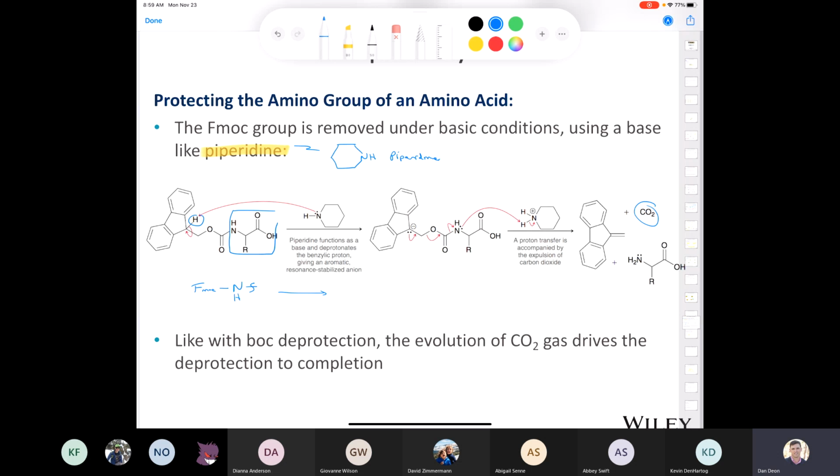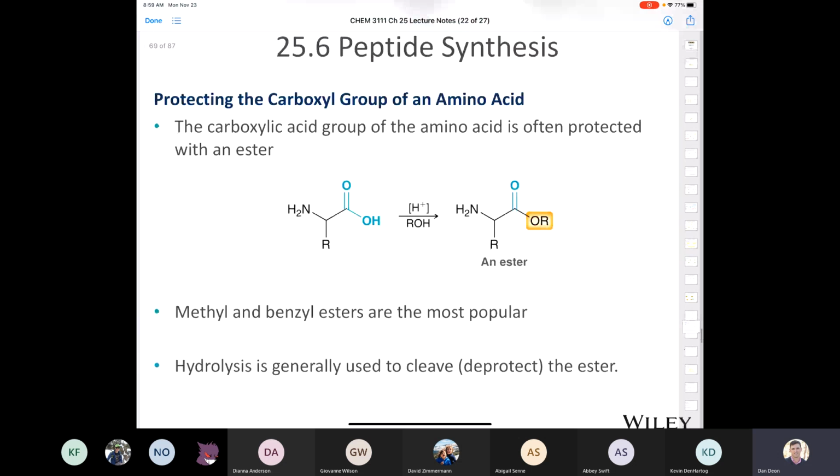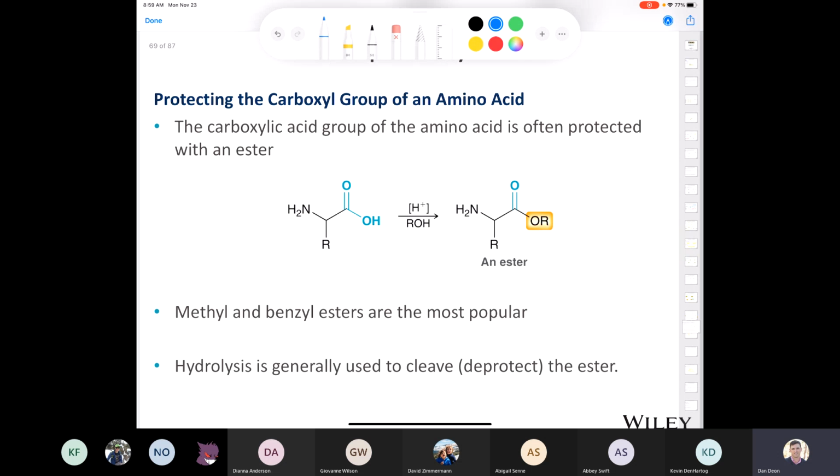All right, well, what about that carboxyl group? How are we going to protect that? Well, you guys know about esterification. If you take a carboxylic acid and you treat it with a catalytic amount of acid and an alcohol, and you remove water, you're going to end up producing an ester. The two most popular esters to form are methyl esters, so a methyl ester would be OCH3, and then a benzyl ester. A benzyl ester looks like this. You have the carbonyl, then you have CH2, and then an aromatic ring of phenyl.